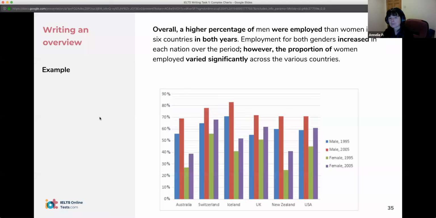Okay. So notice we don't have any specific figures or specific countries in the overview. It's very much a general overview of the chart. Okay.